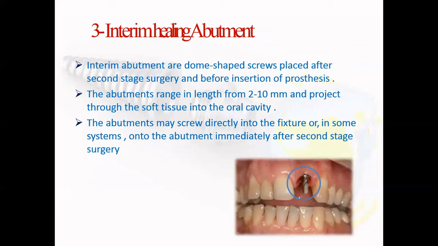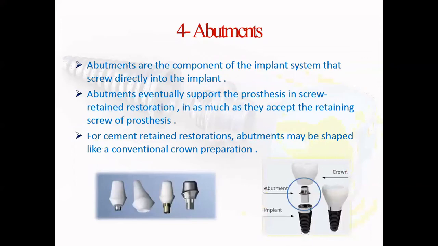And we can place an interim healing abutment or dome-shaped screws placed after the second stage surgery and before the insertion of the prosthesis. These abutments range from 2 to 10 mm and project through the soft tissue and oral cavities. These abutments may screw directly into the implant body or, in some systems, onto the abutment after the second stage of surgery. And these are the abutments.